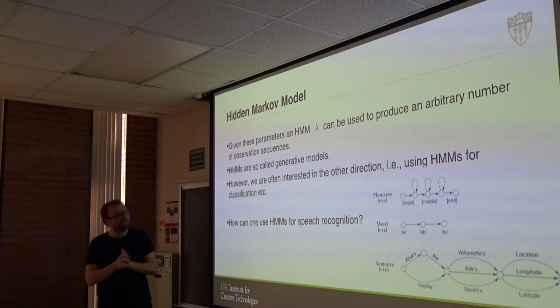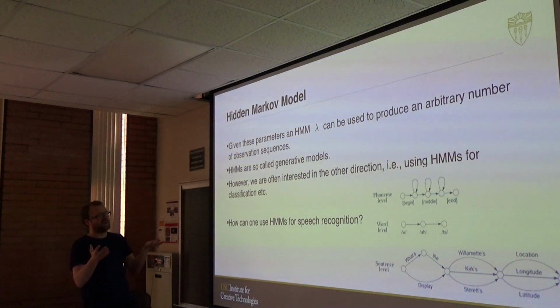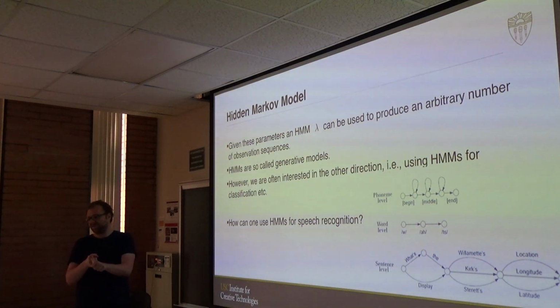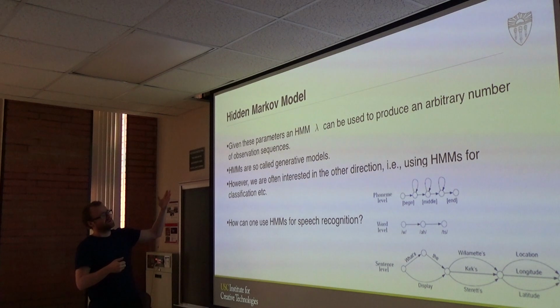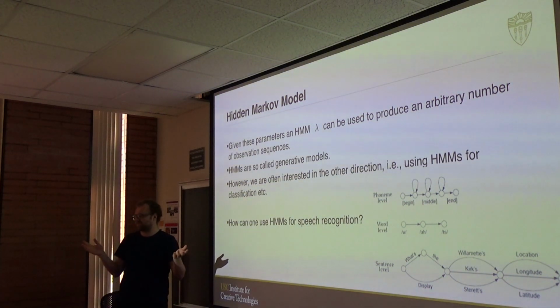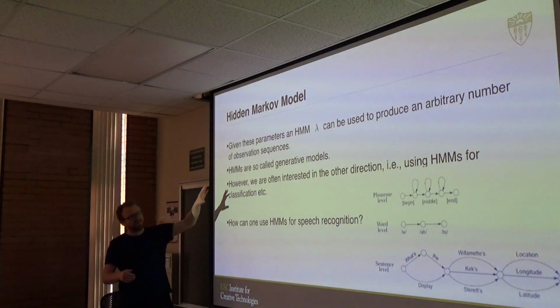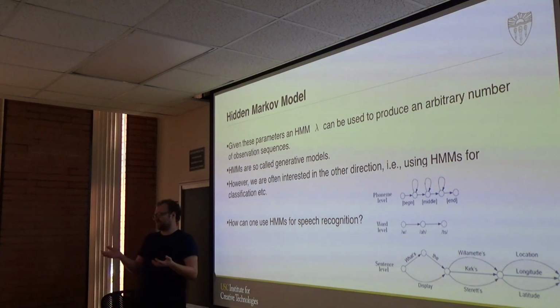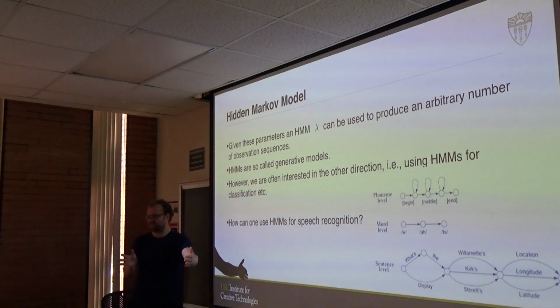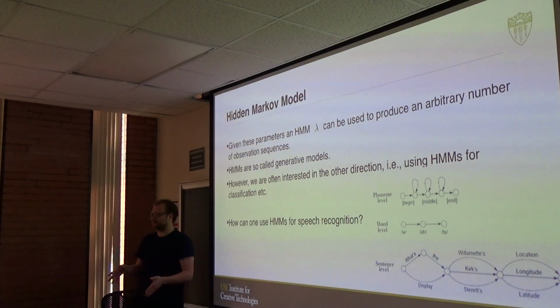So if we have all these 5 tuples, the states, the observations that we can make, transitions, the observation probabilities, and the initial start probabilities, we can produce sequences. That's kind of cool, right? So hidden Markov models are generative models, and they can produce sequences. But as usual, we're mostly not interested in generating sequences, but in having a sequence and trying to detect or classify which model has produced this sequence.